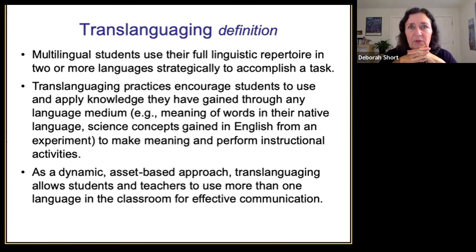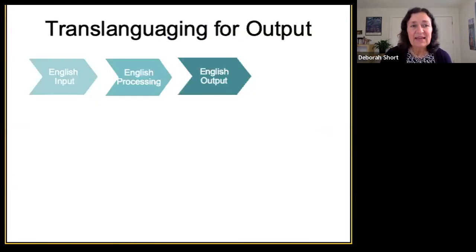It allows both the learners and the teachers to be more effective when they're communicating in the classroom, because they use the language that makes the most sense for them, or that they are best able to articulate their ideas in. Now, I just want to show you a few graphics to share how translanguaging can actually happen in your class.